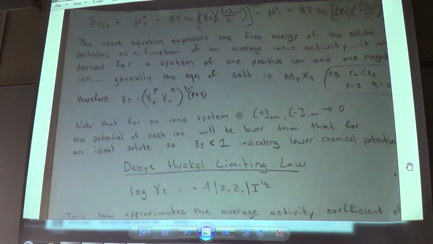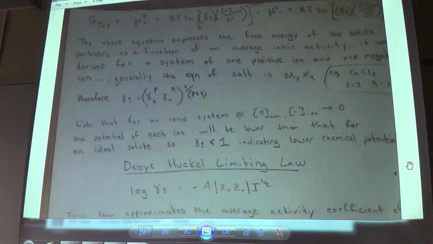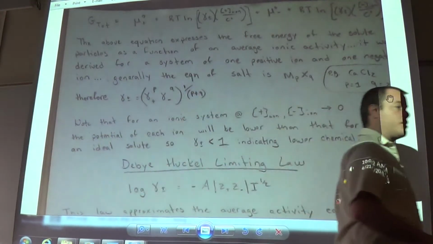So the next question becomes: is there a mathematical way to predict what gamma will be for an individual ionic species? Gamma will vary between ionic substances and non-ionic substances. We're focusing on ionic solvents right now. And it turns out that the things that dominate the energetics of an ion in solution are the attractive forces between the ion and other ions in solution.